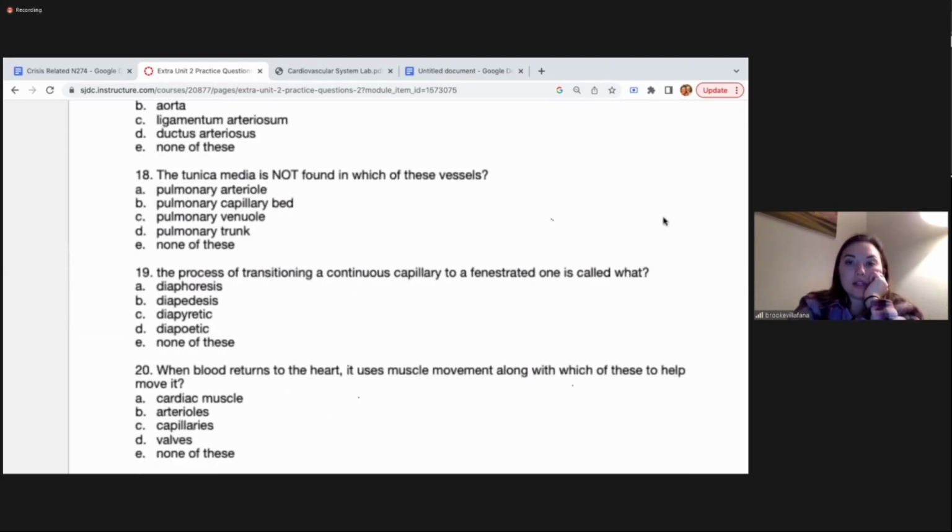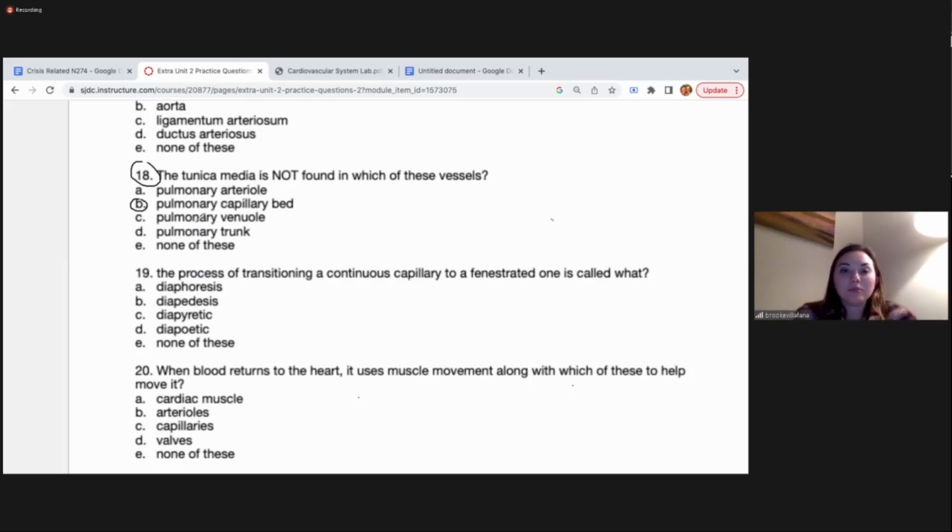All right, let's take a look at these last few here, 18, 19, and 20, and then we'll just do some question time. So the tunica media is not found in which of these vessels? B, right? We said that the only layer found in the capillaries is that tunica interna. The tunica media and tunica externa are not found in the capillaries.